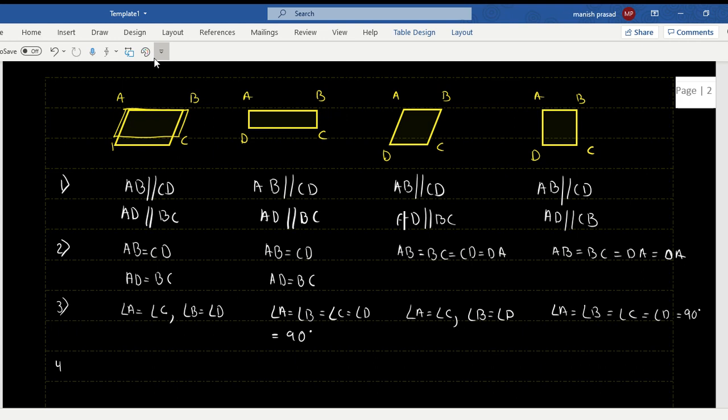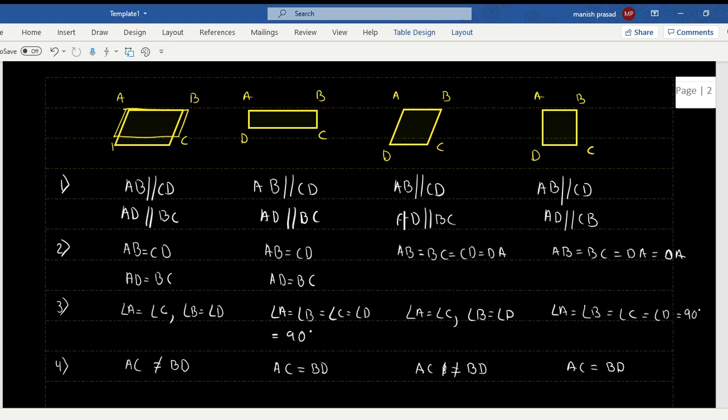Now, the fourth one is diagonals are unequal. AC is not equal to BD in this case. In this case, AC will be equal to BD. In this case, AC will not be equal to BD. And out here, AC is again equal to BD.